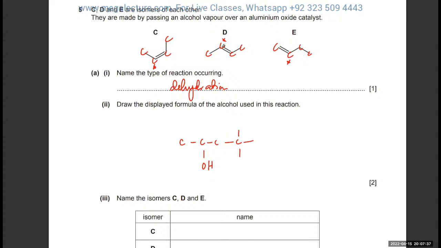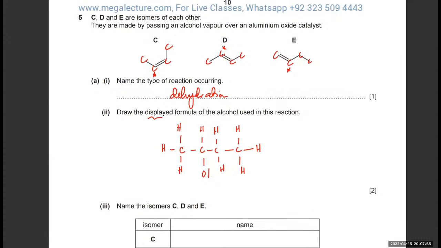You can add in the H. You have to draw the displayed formula. Be careful. In displayed, you have to show every single bond. So you've got to show every single bond in the displayed formula, even the OH bond has to be shown. So that is what your displayed formula is.